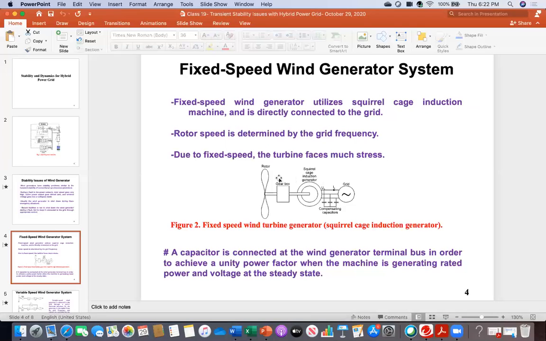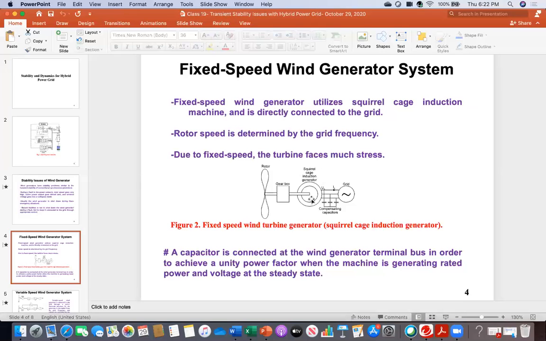So for example, here you can see the wind turbine blade, and then there is a gearbox. There is a gearbox because typically wind speed is very low, and the gearbox will speed up, increase that speed. It has a similar function to a transformer, which can convert low voltage to high voltage. In this case, the gearbox can increase your speed from low speed to high speed, and that is done so that it can provide an almost constant speed.